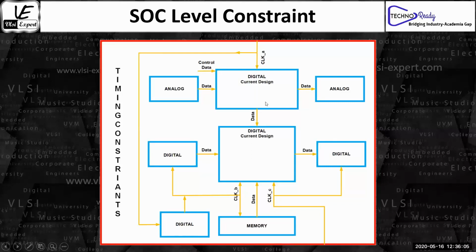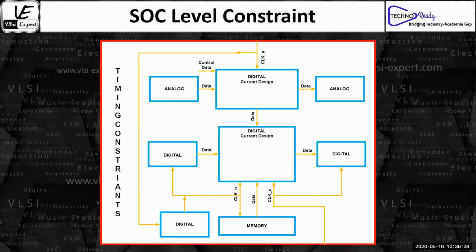In the next slide, this clock A goes into a digital logic and outputs another clock, which is called clock B. This clock B is driving this current digital design at the bottom, its input digital design, and the memory.